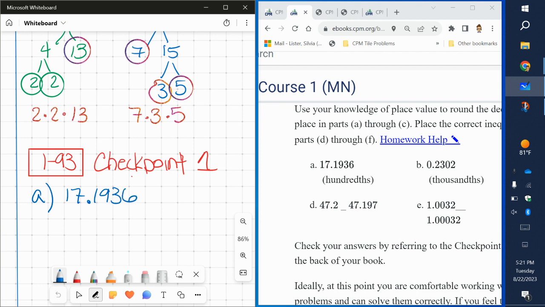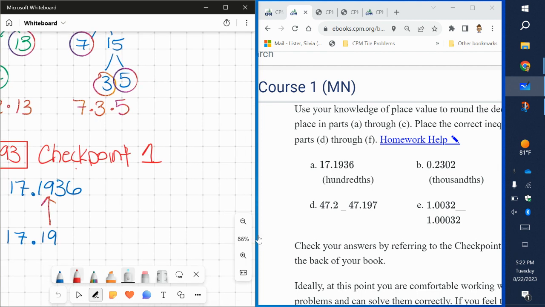17.1936. You should know that the hundredths is the 9. And you are looking at the number next to the 9. Since it is below 5, my number is not going to round up. It is going to stay the same. So it's going to be 17.19. So look at the 3. If it's less than 5, the given place value remains.